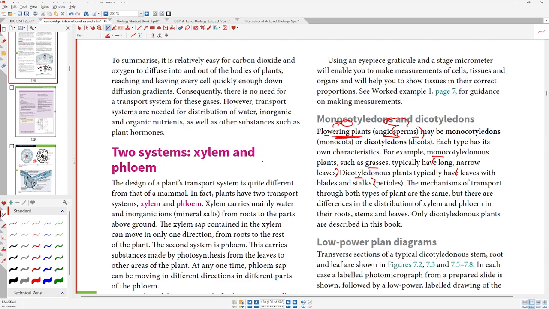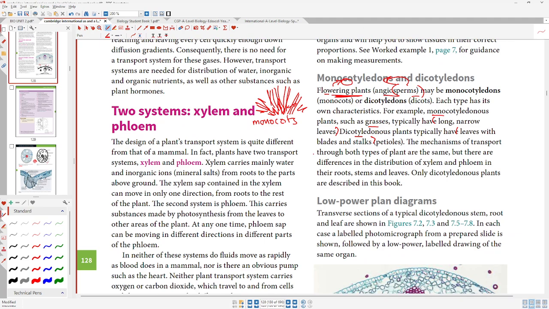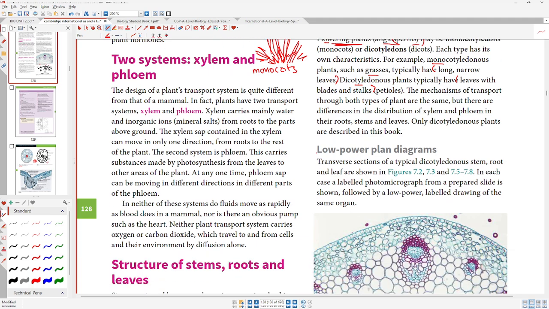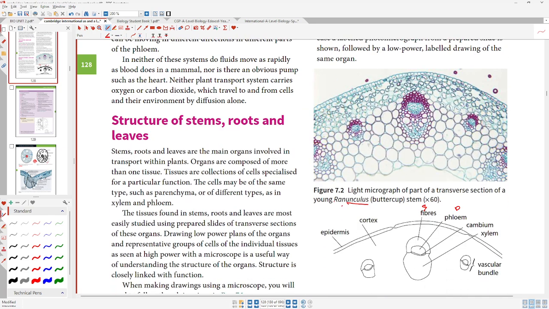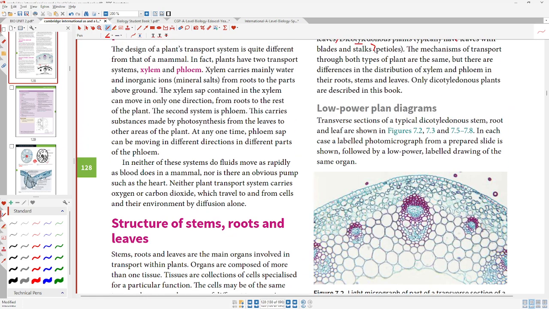So again, monocots have more like long, narrow leaves, like your grass, right? But your dicots will have blades and stalks. So you're going to have blades, I think that's what a blade is, and stalks, which I'm pretty sure is like very thick, your very fat leaves. So you're going to have both of those in your dicots. The mechanism of transport is the same in both, but there are differences in the distribution of the xylem and phloem in their roots, stems, and leaves. Only dicot plants are described in this book. So, yeah, that's what a dicot is basically.